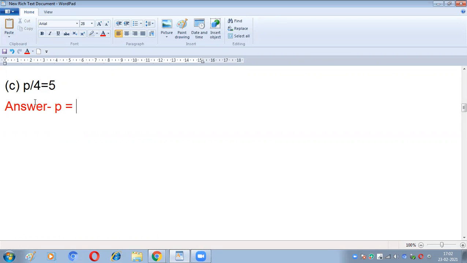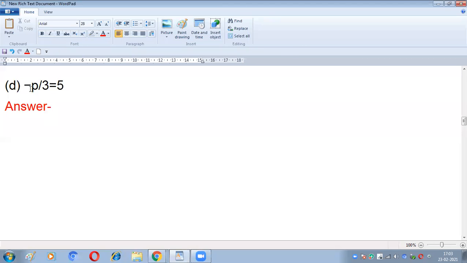When 4 moves to the right hand side, it carries a multiply sign. So our answer for p will be 5 multiplied by 4, which equals 20. The value of the variable p is 20. So we have solved part c also. Let's move to part d.